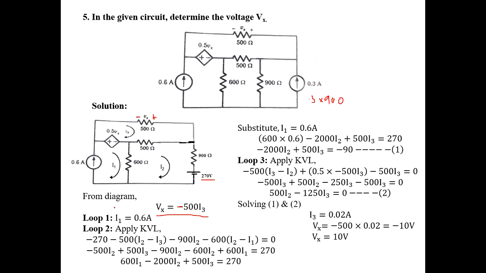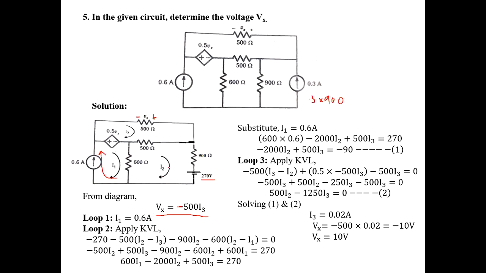Next, loop 1. In loop 1 we can directly write the current value. This is in the upward direction, and this is also in the upward direction. We can write the value directly: I1 is equal to 0.6 ampere.